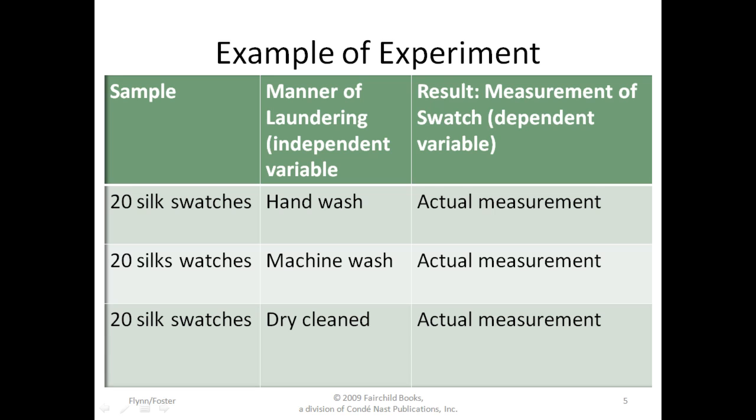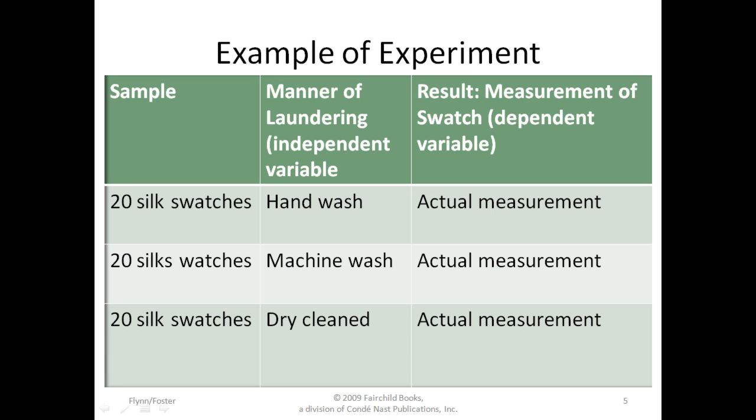If you look at our swatches, we use 20 silk swatches in each group. The first 20 silk swatches are hand washed, and then they're measured for shrinkage. The next 20 are machine washed and measured for shrinkage. And then the last 20 are dry cleaned and measured for shrinkage. Within those, the type of washing that's used is the independent variable, and shrinkage is our dependent variable.